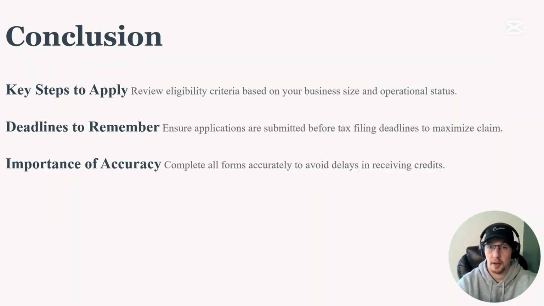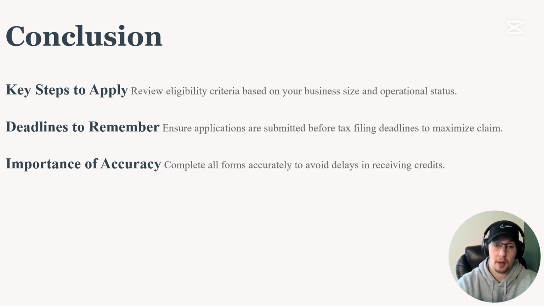Alright guys, let's go ahead and round up how to apply for the ERC credit using Form 941-X. First, you're going to make sure that you're actually eligible, that you met the criteria based on business size and your operational status. Were you mandated to shut down? Do you have qualified wages? Did you suffer a lack of revenue due to the COVID pandemic?